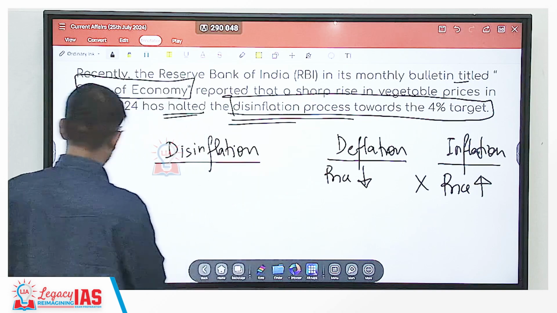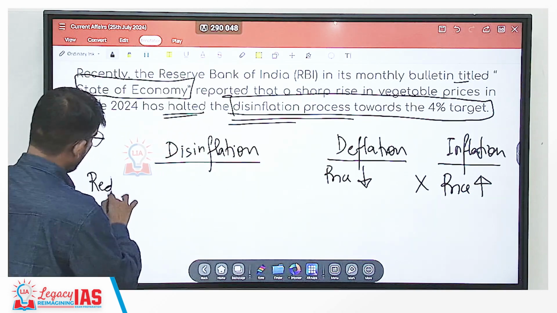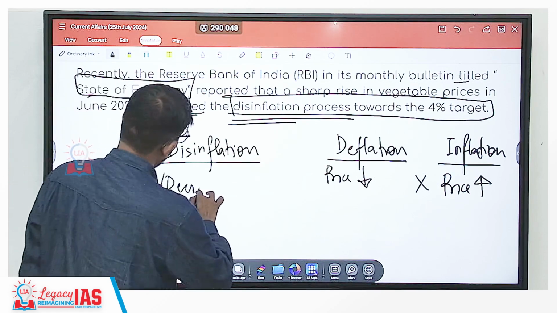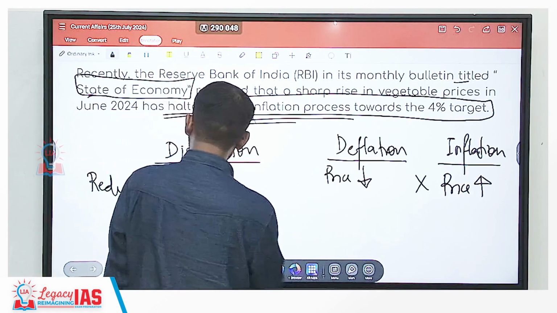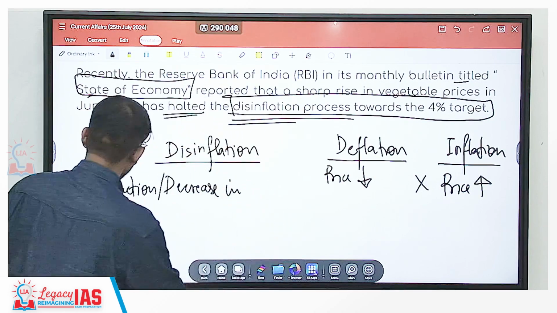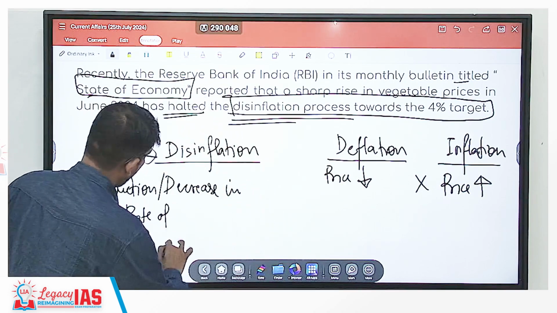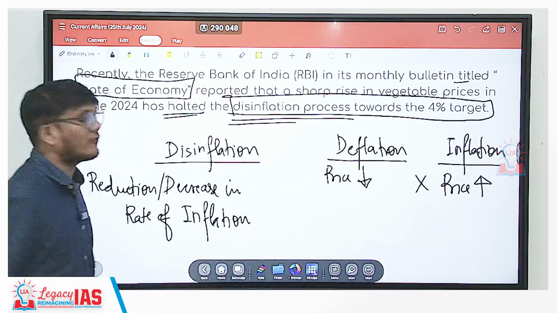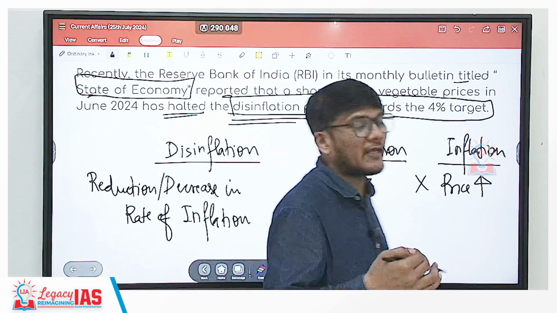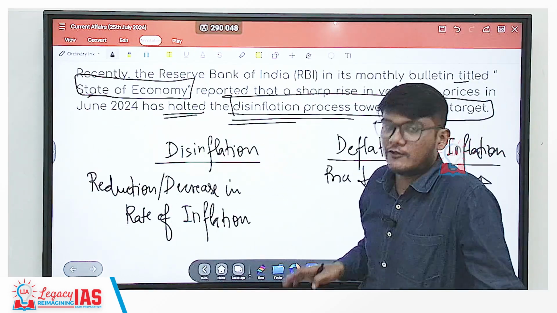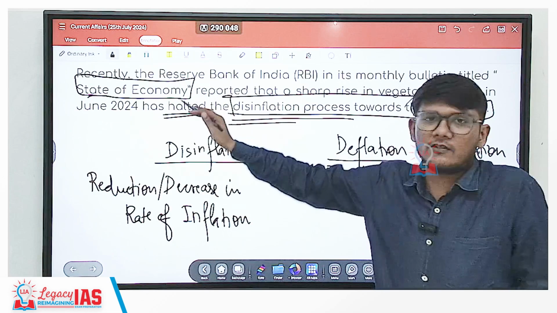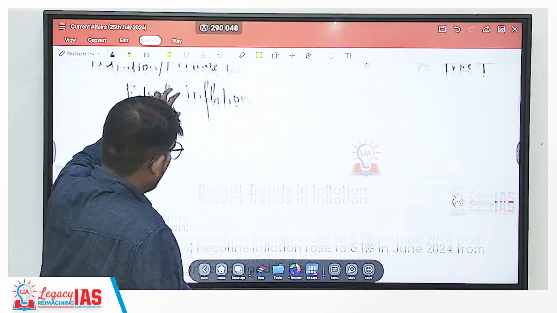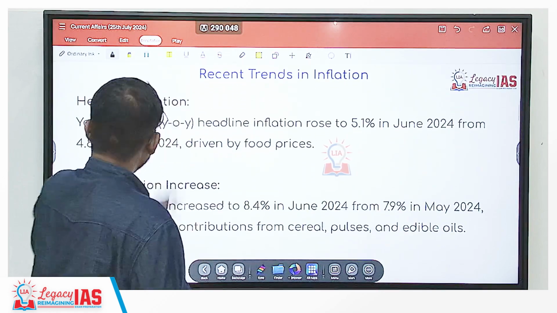Now disinflation is the reduction or decrease, not in prices but decrease in the rate of inflation. So let's say the previous year the inflation was at 7%. Now if inflation is at 6%, that means the economy is undergoing disinflation. So this is what was happening, but due to the increase in the food prices, due to the food inflation, this disinflation has now halted.